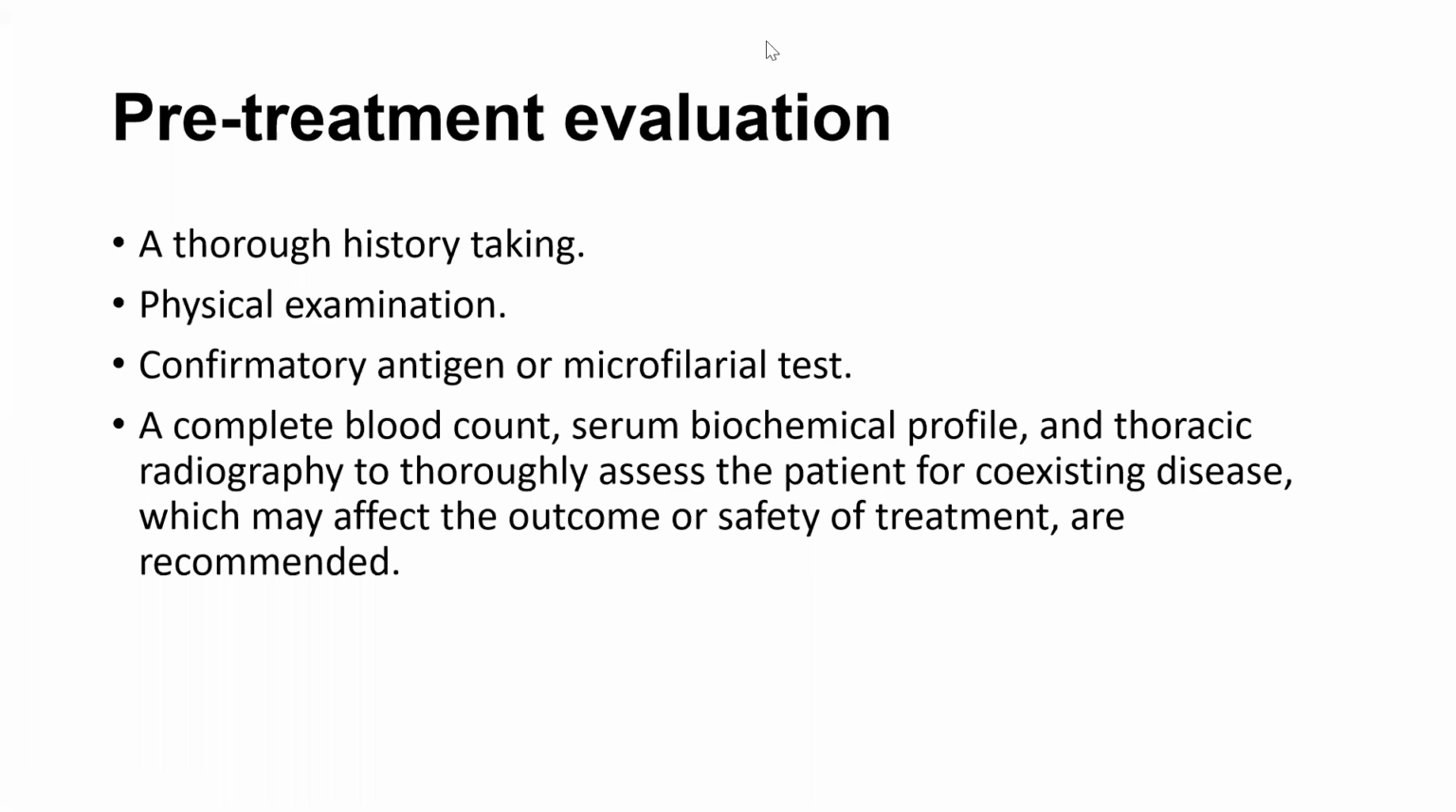Before actually treating a dog with a suspected heartworm disease, a thorough history taking is required to know whether the dog has had any heartworm disease treatment before. A physical examination is necessary to observe for any injuries that may affect the treatment in the future. A confirmatory antigen test, a blood count test, and a thoracic radiography scan are done to thoroughly assess the patient for any coexisting disease.